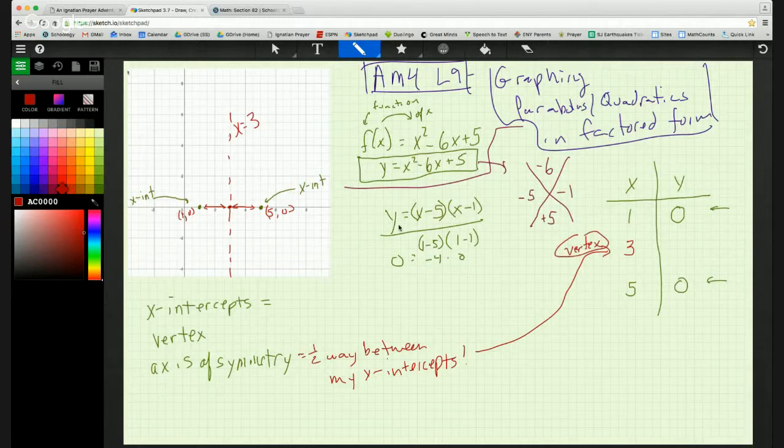So let's put a 3 in for my x here, and we'll go, well, y equals 3 minus 5 times 3 minus 1. So that's y is negative 2 times 2, negative 4. So this is my vertex. I'm cooking with gas. I have 3, negative 4. Which is awesome.